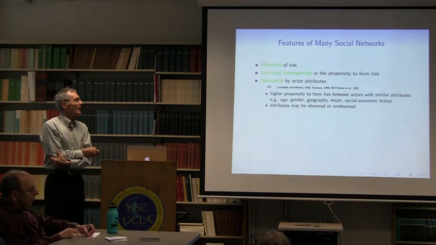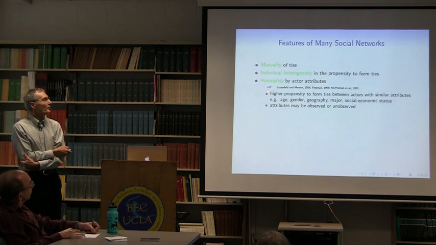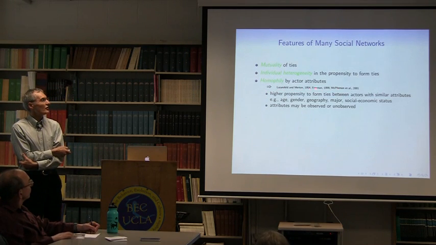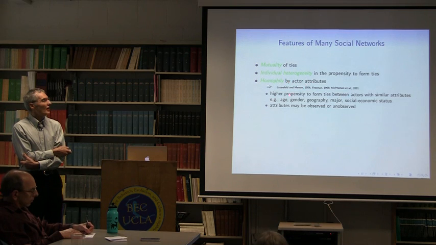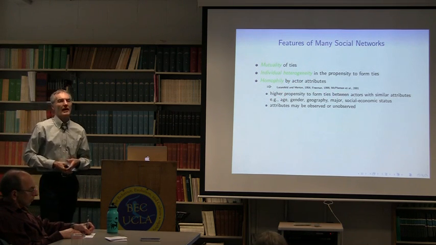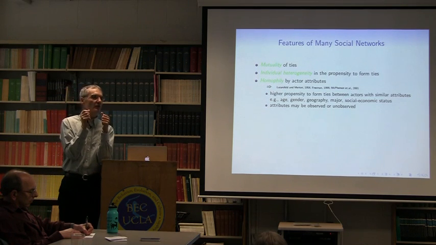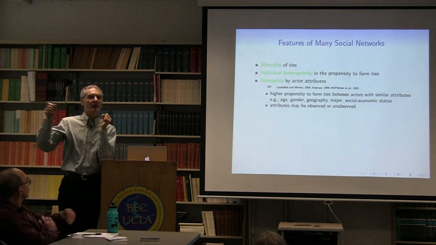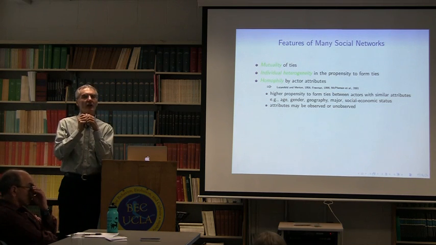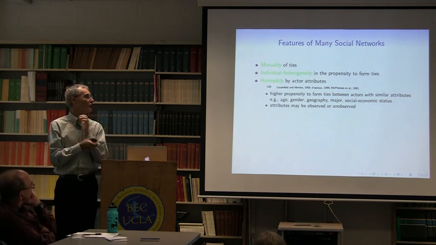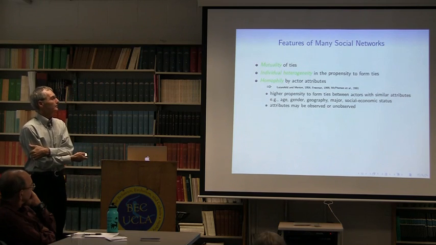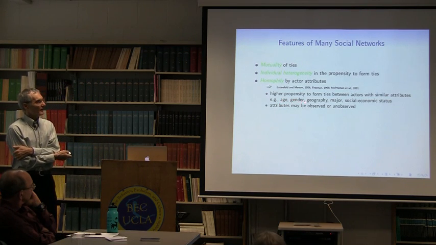Another thing which is vitally important and focused on a lot by the sociologists is the idea of homophily by actor attributes. And this is nothing more than a high propensity to form ties between actors with similar attributes. If you have friendship relationships, if people are co-located in space, they're much more likely to form ties than if they're on the other side of the country. All of these other attributes are involved, and I'll just mention some of them here.